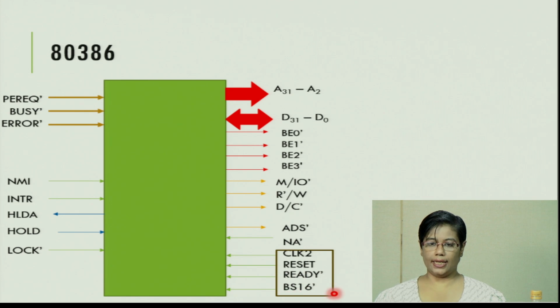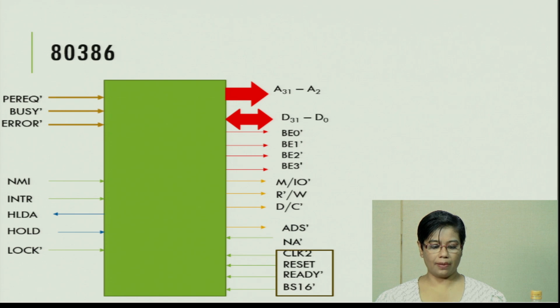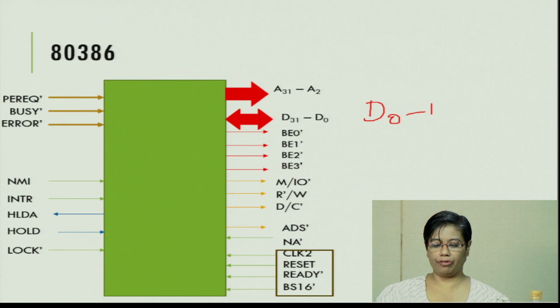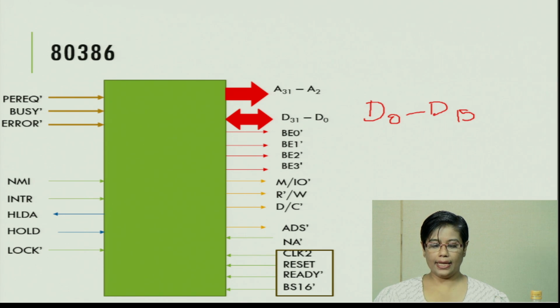Now bus size 16 is a unique signal in the sense that if this signal is connected to ground, only the data lines D0 to D15 will be active. The size of the data bus becomes 16 bits. When bus size 16 is low, that is, you will have only the data lines D0 to D15 available. In this case, 80386 is then working like its equivalent, which is 80386SX.